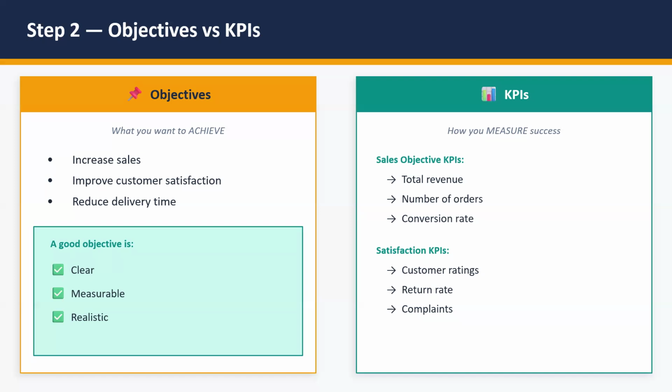If your objective is to increase sales, your KPIs must be your total revenue, your number of orders, and conversion rate, that's the percentage of website visitors who actually buy something. If you want to improve customer satisfaction, your key performance indicators would be customer ratings, your return rate, and number of complaints. Keep your objective into something you can measure. It can be week by week or month by month.